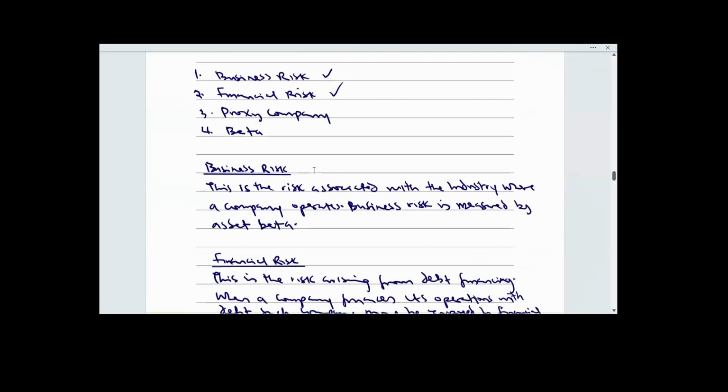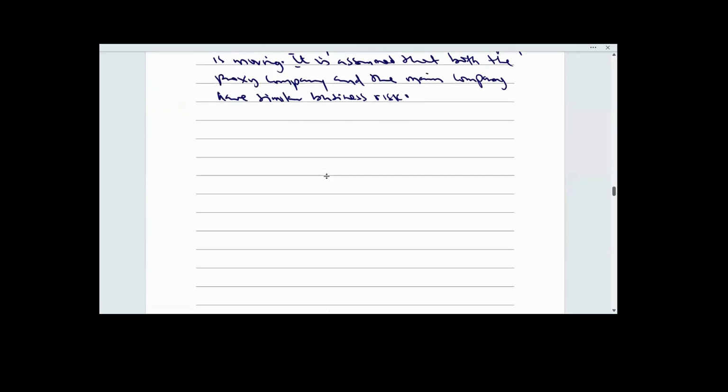Now, the last one is beta. Let's talk about beta. What do you mean by beta? Beta measures both business and financial risk. This measures systematic business and financial risk. Beta is a measurement of risk.